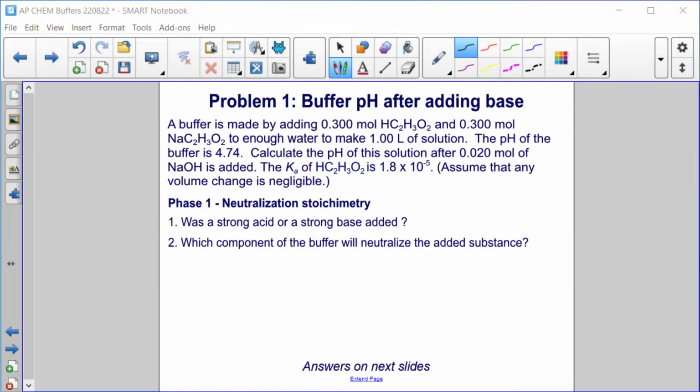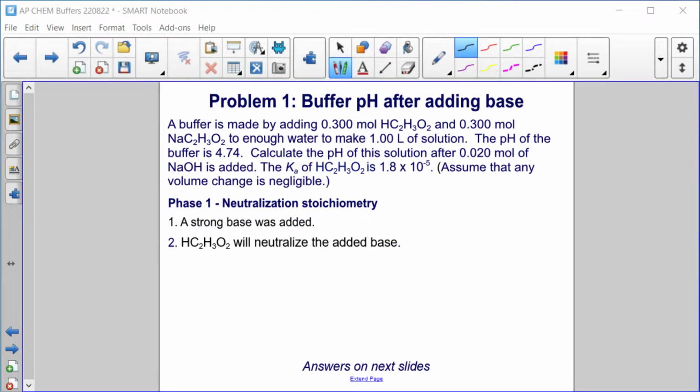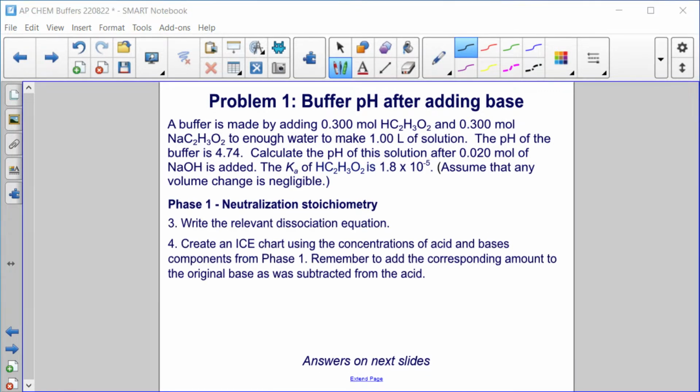added substance? In this case, a strong base was added in the form of 0.020 moles of sodium hydroxide, and that strong base will be neutralized by the weak acid, which is the acetic acid, 0.300 moles of acetic acid. Then we're going to write the relevant dissociation equation and create a chart using the concentrations of acids and bases from phase 1. Remember to add the corresponding amount to the original base as was subtracted from the acid.